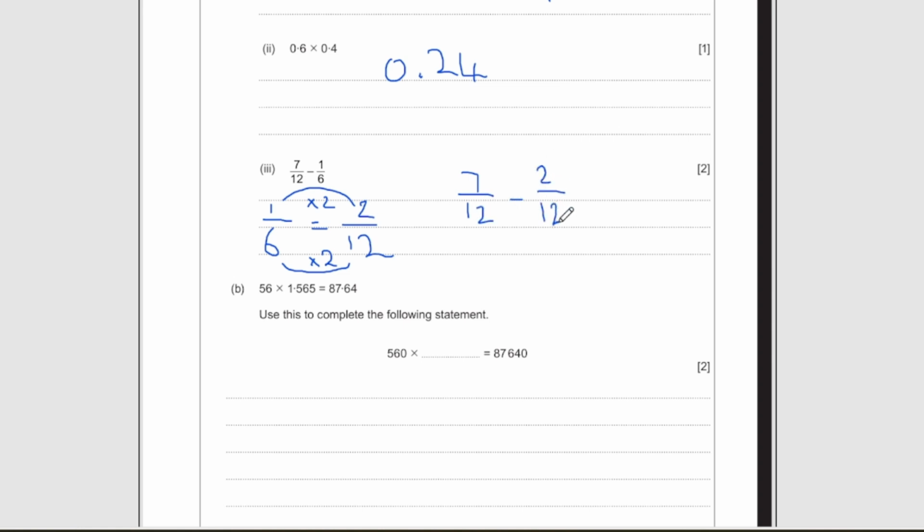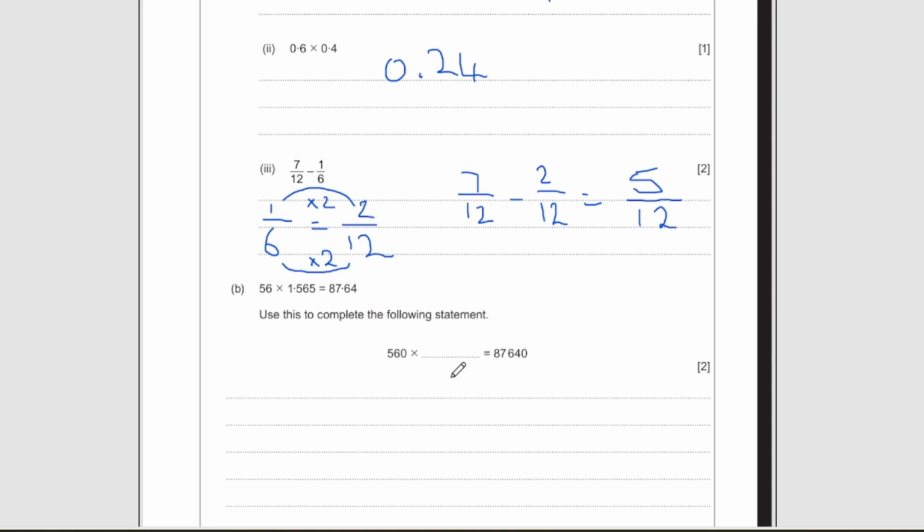You could do 12 times 6. However, you'd have to simplify it. Makes it trickier. It's more work to do, innit? When we take away fractions, the denominator stays the same. So we stay in twelfths. 7 take away 2 is 5. So 5 twelfths is our answer.